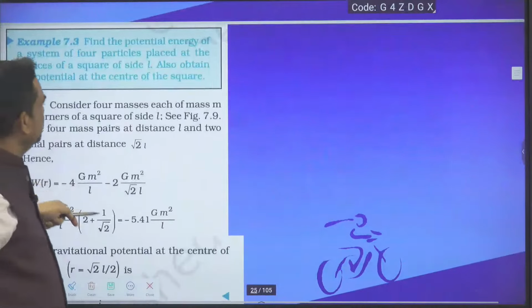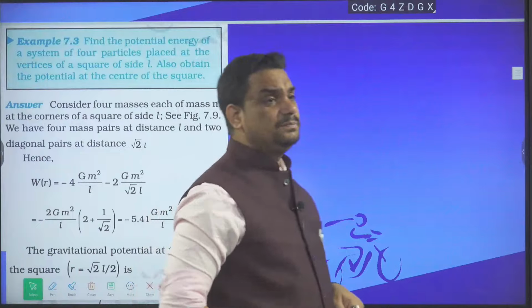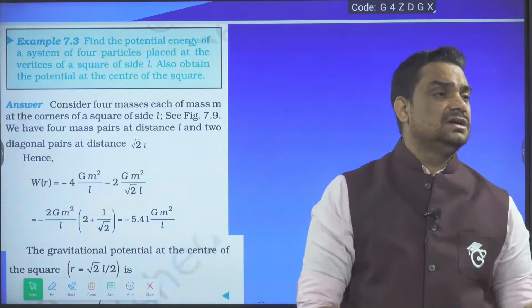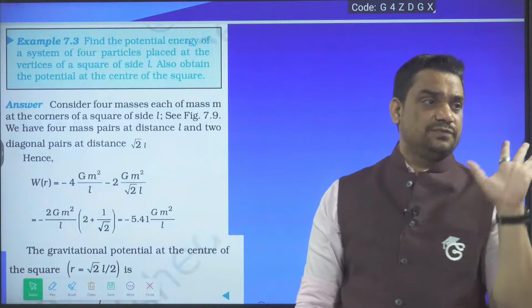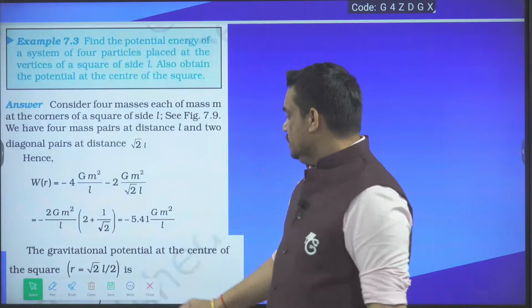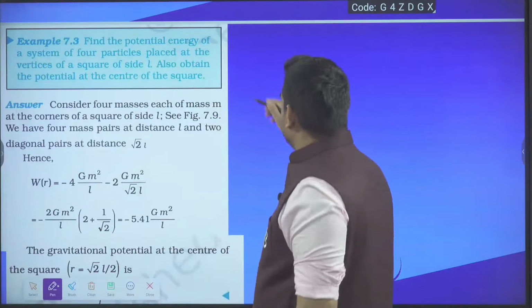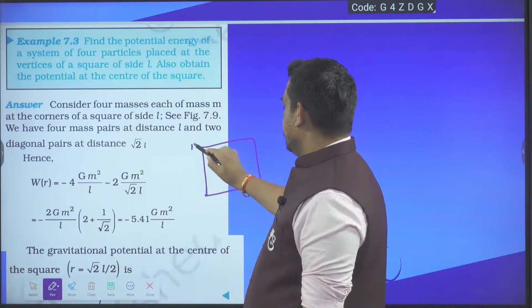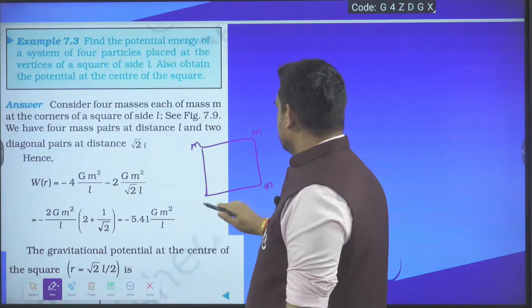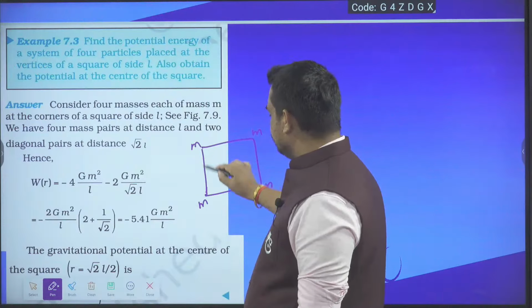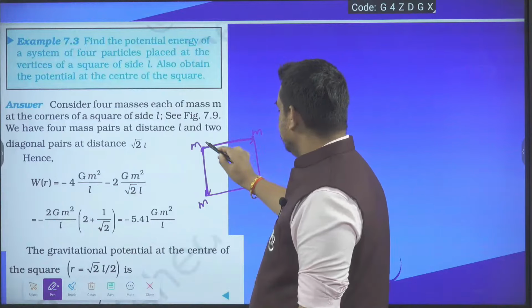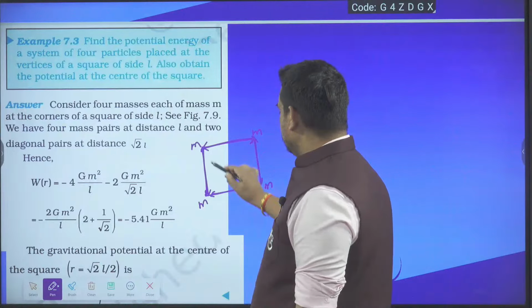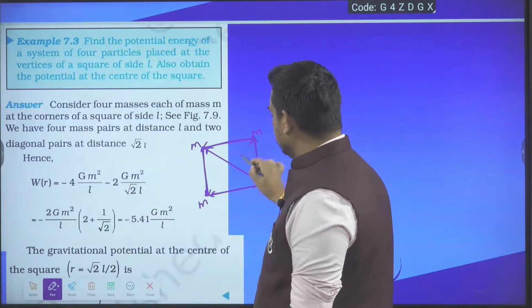Comes here this one. Find the potential energy of a system of 4 particles placed at the vertices of a square of side L. Now in this one, whenever we are finding the potential energy, here M, here M, here M. So in this case, how many interactions are there? So 4 interactions are along the sides. Potential energy is all about the interactions. And 2 interactions are the diagonal interactions.